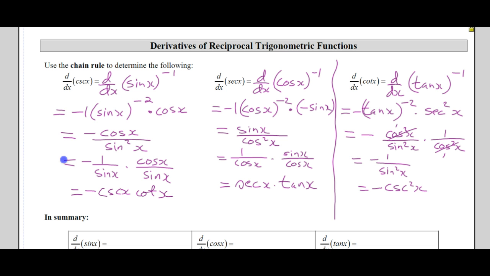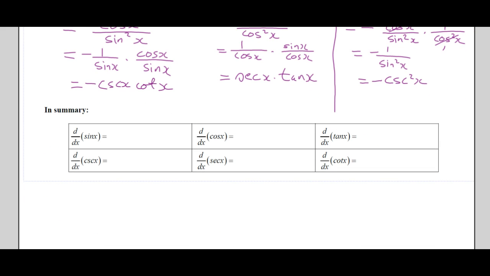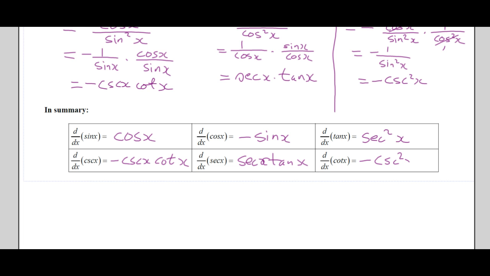So in summary, we're just going to fill this in, and you have those. I mean, they're on your formula sheet. So derivative of sine is cos. Derivative of cos is minus sine x. Derivative of tangent is secant squared x. Derivative of cosecant is minus cosecant x cotangent x. Derivative of secant is sec x tan x. And cotangent is minus cosecant squared x.